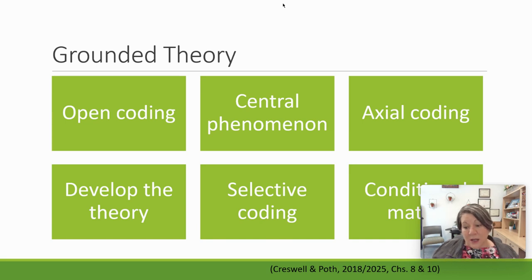Then we might be done, or we might create a conditional matrix, which is in the future, how might other events line up with this theory? And what are all the possibilities that could happen? I actually have not seen a study in occupational therapy that uses a conditional matrix. Most of the time it stops with that selective coding, but just so you know what it is, we're including it here.